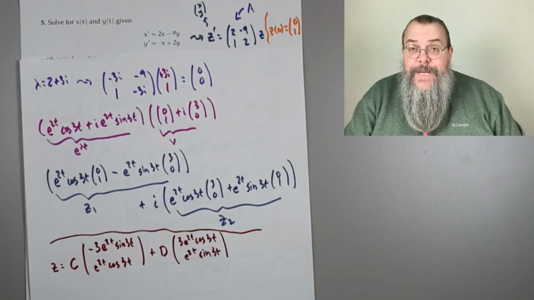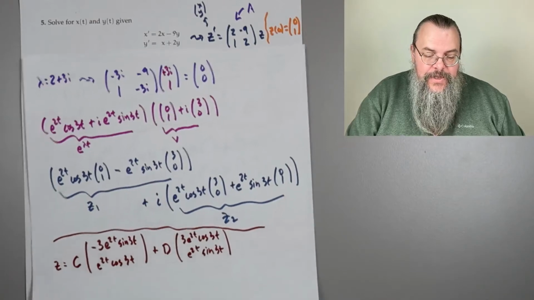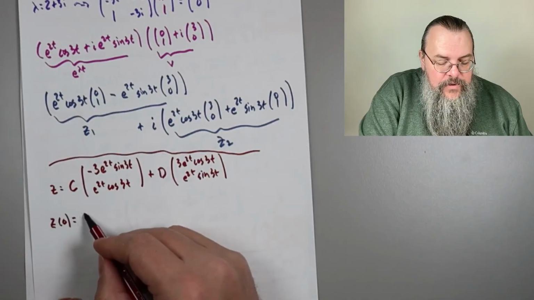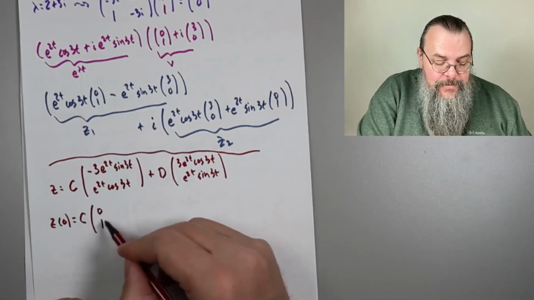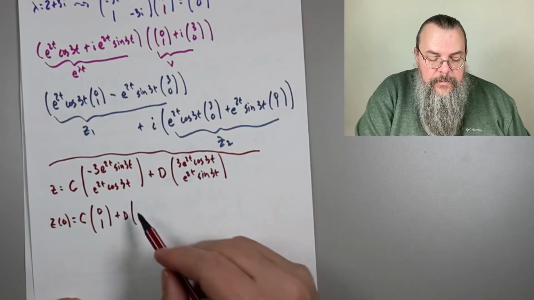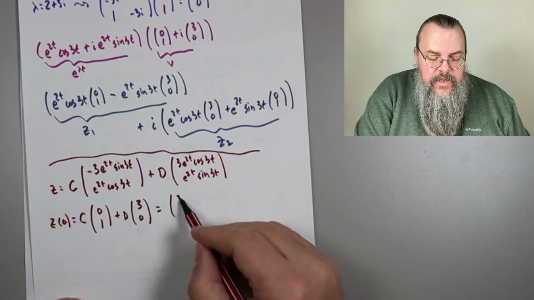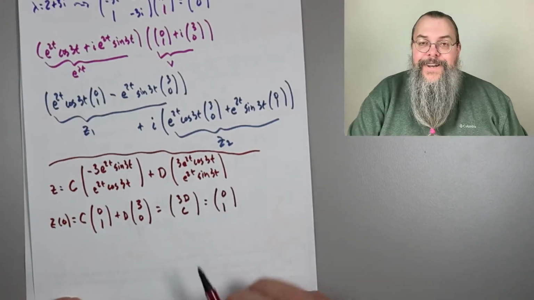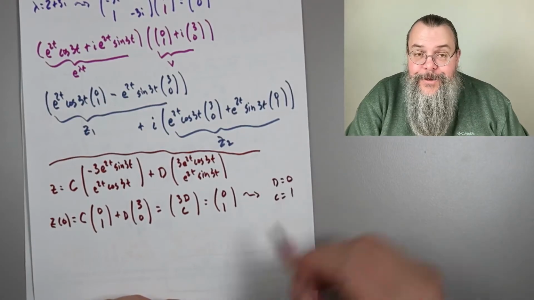All right, but we need to solve for c and d. We solve for it using our initial conditions. So, z of 0 is, well, c times (0, 1), plus d, and then here we'll get 3 times 1, so that's 3, and we'll get 0. Which, if you put this together, that's 3 times d, and there's c, and that needs to equal (0, 1). All right, well, what does that tell us? Well, it tells us d is 0 and c is 1.